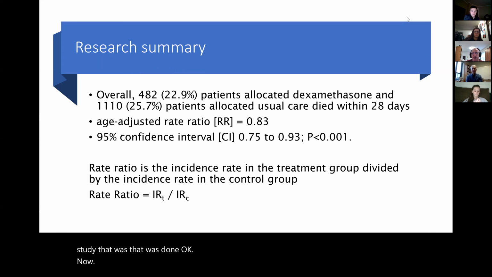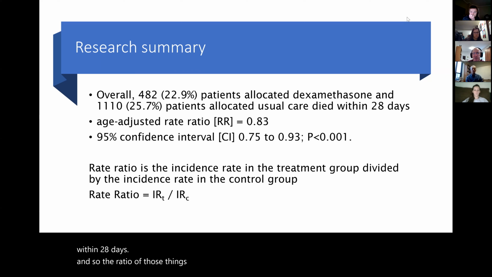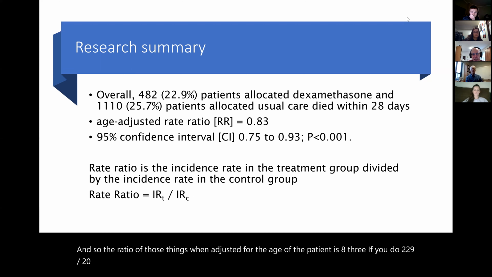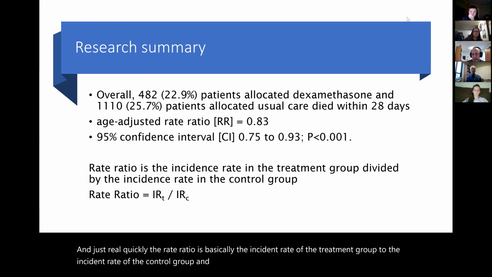Now, lumping everybody together, 22.9% of the people who got the dexamethasone died within 28 days. Remember, they were very sick to begin with, whereas 25.7% of the people who received the placebo, the usual care, died within 28 days. And so the ratio of those things, when adjusted for the age of the patient, is 0.83. If you do 22.9 over 25.7, you won't get 0.83, but there's an adjustment that's made for the age of the participants. And just real quickly, the rate ratio is basically the incident rate of the treatment group to the incident rate of the control group. And so that's the ratio of those things, again, adjusted.